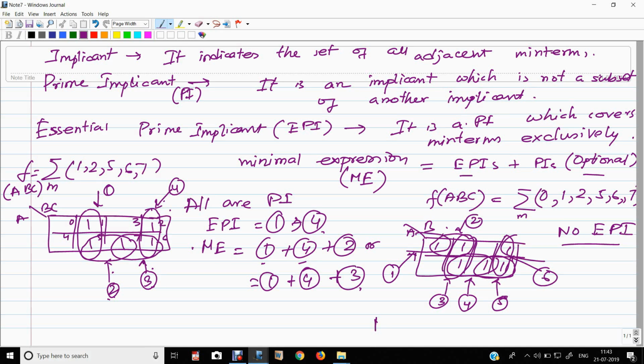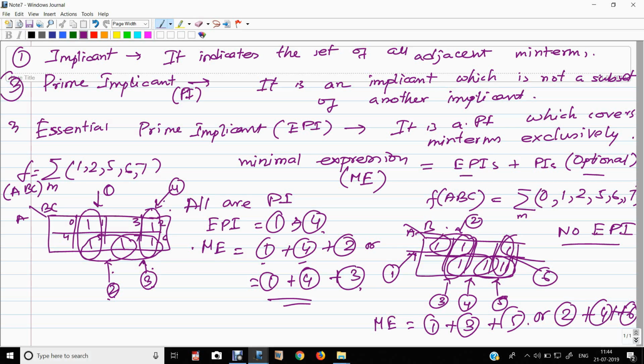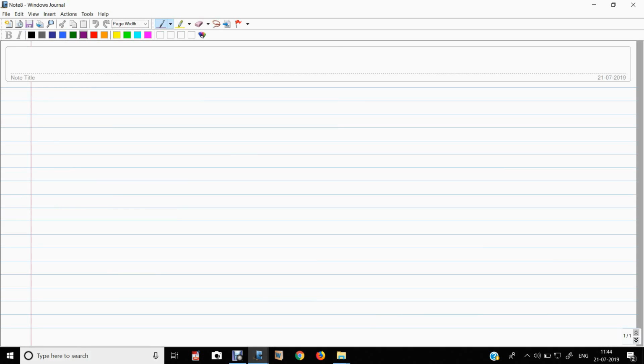So what will be the ME, the minimal expression? We have to take the prime implicants which are not connected mutually. So take 1; 1 is not connected with 3 and 5, right? Or this will be 2 plus 4 plus 6, right? So this is the expression through these three definitions. These things always come up in various competitive exams, so just go through any books. I have given a very short idea of this.